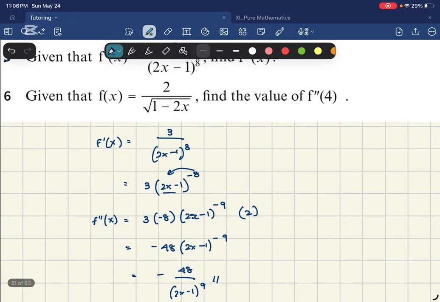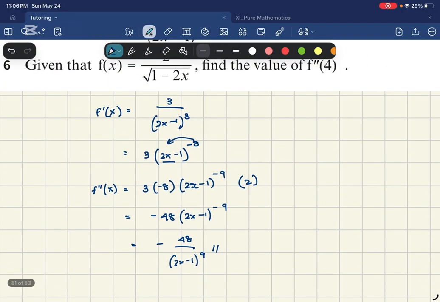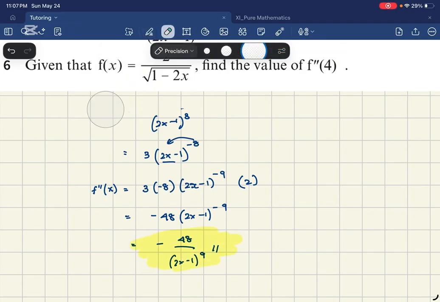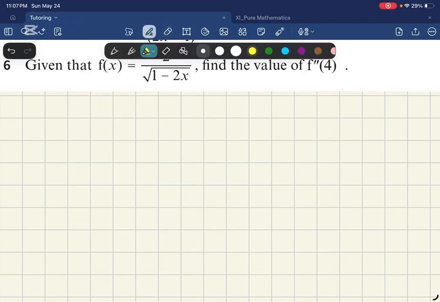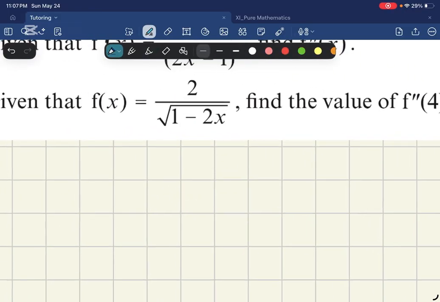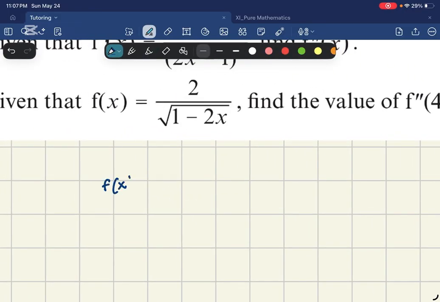Question 6. We are given, so let me just erase this. f of x is this expression. I can write this expression as 2 times (1 minus 2x) to the power negative half. And I encourage you to think about how I wrote this expression as this, but it should be obvious.